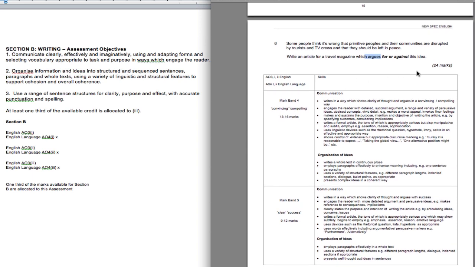So again, now you've got 24 marks available for the whole thing, and 16 are coming from your ideas. So one of the things that you actually do, write in a way which shows clarity of thought, so you know what you're talking about, and argues in a convincing and compelling way, so it's actually putting across the points well. Engage the reader with detailed, succinct argument and a range of variety of persuasive ideas and abstract concepts. So basically you can put something clear ahead and something abstract, something that's not right there in front of you. You're encouraging the reader to think about something, and obviously in vivid detail.